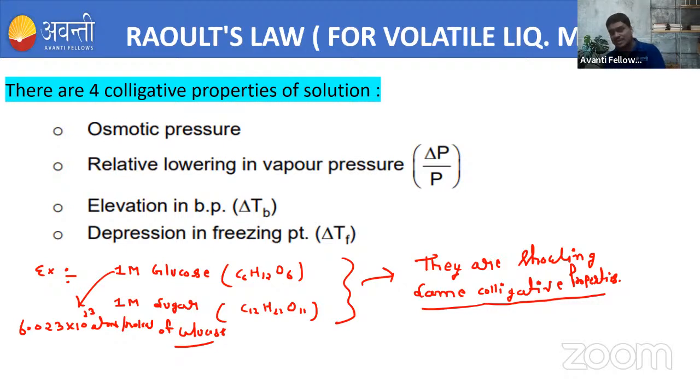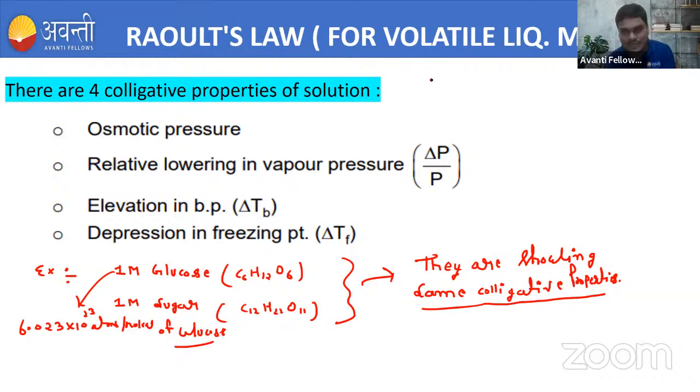So remember this thing. Someone may confuse you by asking this question: if you're taking 1 mole of glucose and 1 mole of sugar, out of these two, which shows more? Just simply say they show the same colligative properties, because colligative properties are independent of the nature, shape, and size. They depend only upon the number of solutes, right?